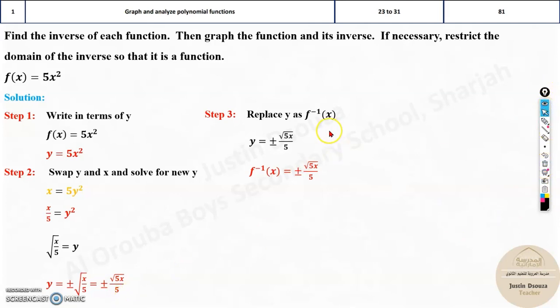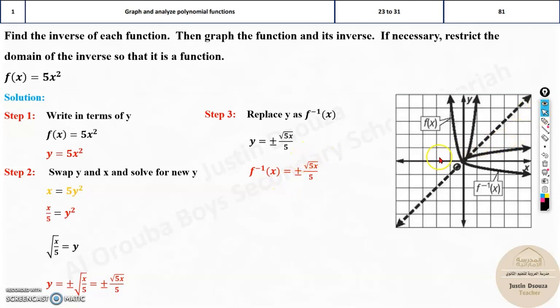Now replace the y with f inverse of x. So over here, f inverse of x equals plus or minus root of 5x divided by 5. How do you understand which is plus or minus? Over here, this would be the answer. This is the graph. Over here, you can see it's reflected along the xy line.